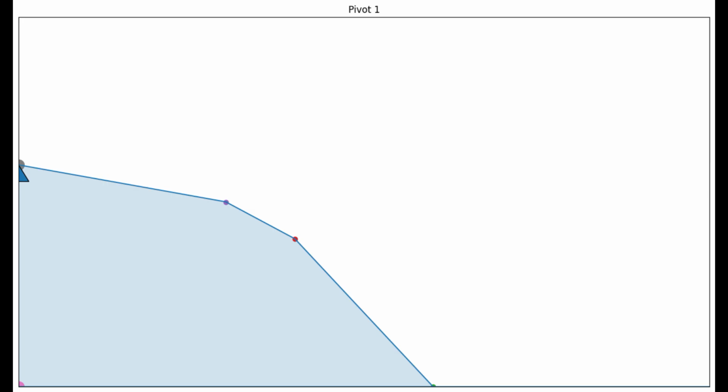After the first pivot, the solution moves to the point 0, 3. From there, the method continues improving the solution. After the second pivot, it moves to the point 1.5, 2.5. Each pivot in the simplex method corresponds to moving from one corner point of the feasible region to another.